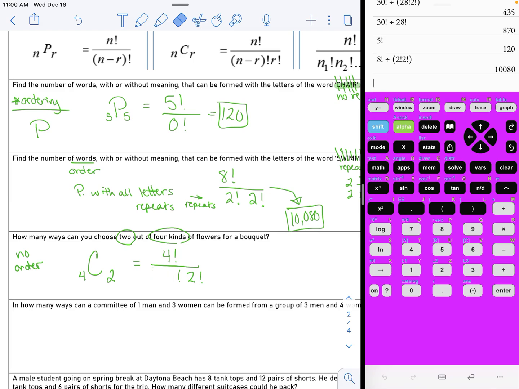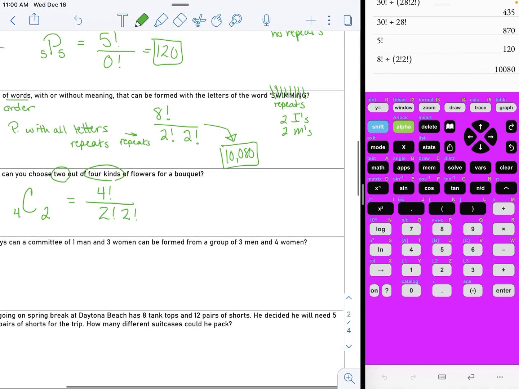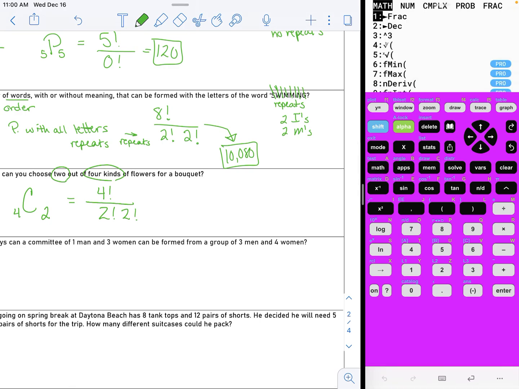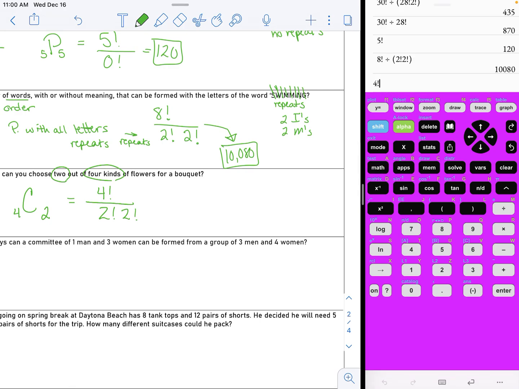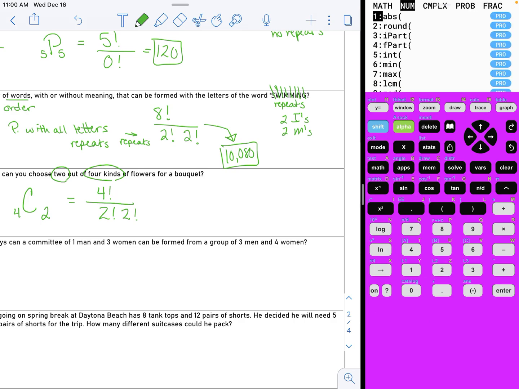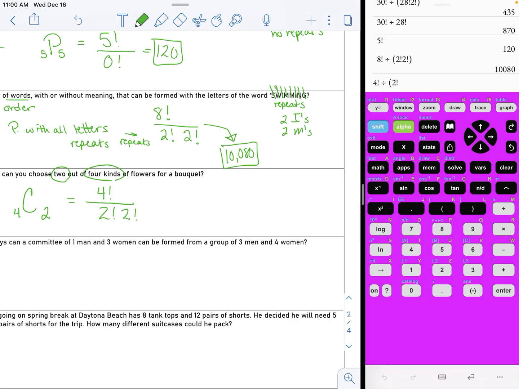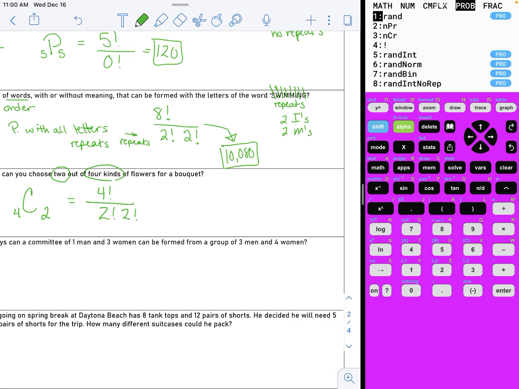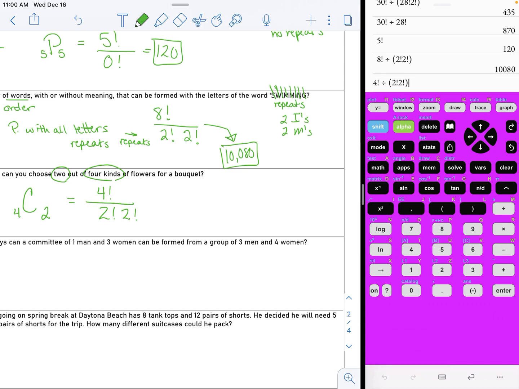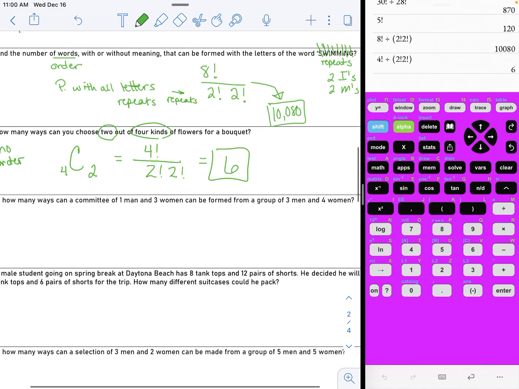I'm just going to put 2 there because I know 4 minus 2 is 2. I'm going to type that on my calculator. So 4 factorial divided by, there's 2 things in the bottom, so please use parentheses, 2 factorial, 2 factorial, and I get there are 6 different combinations when you have 4 total and you're picking 2.